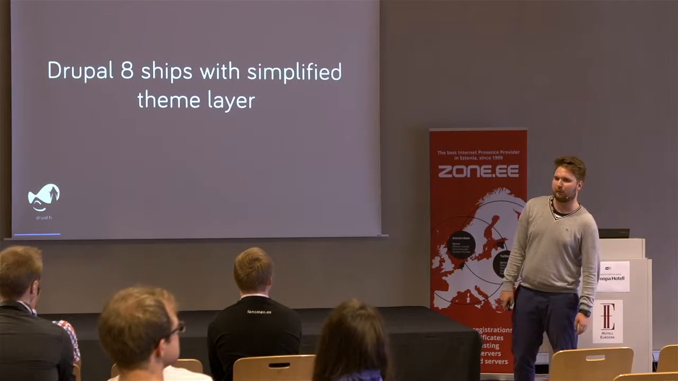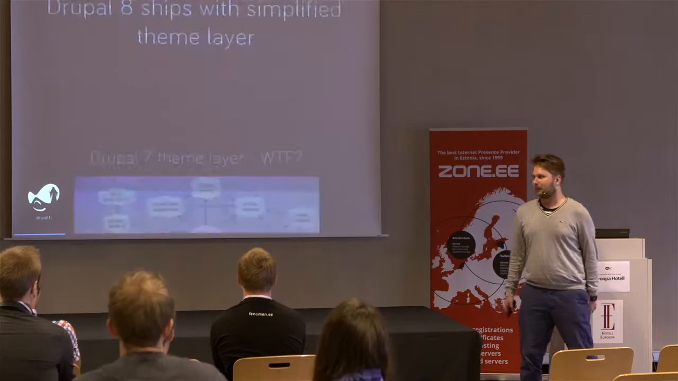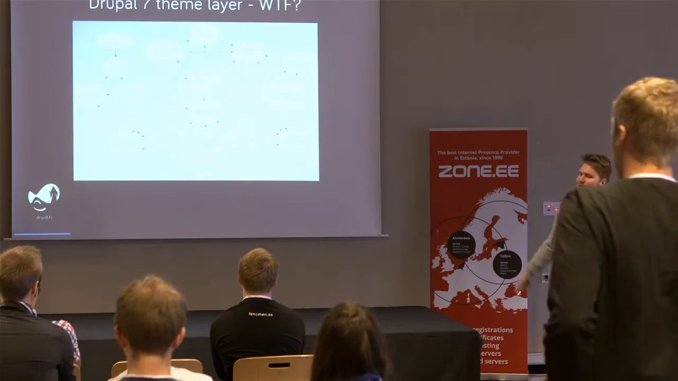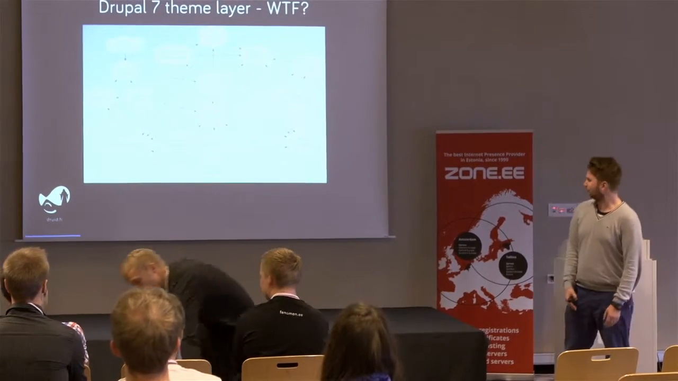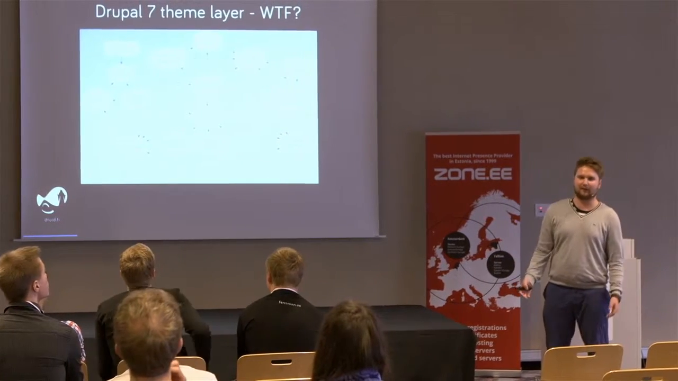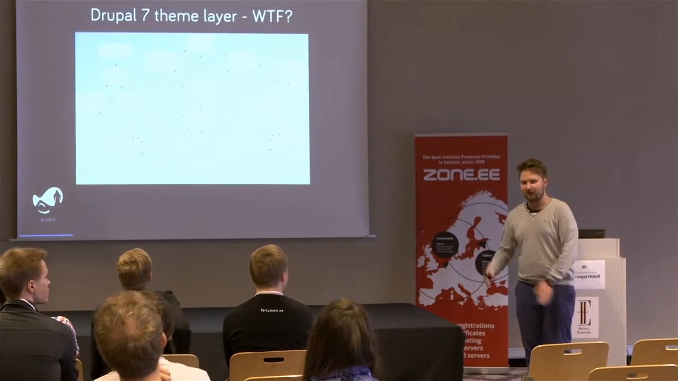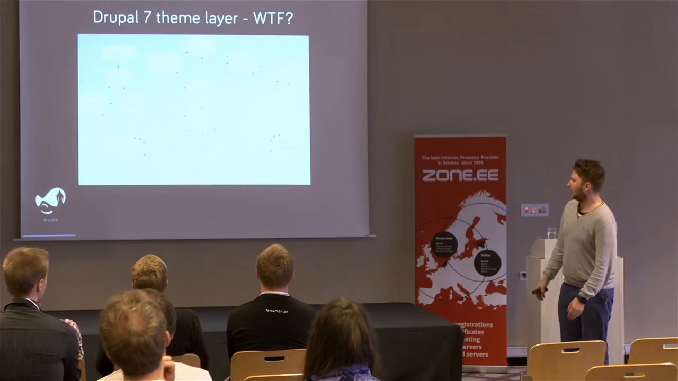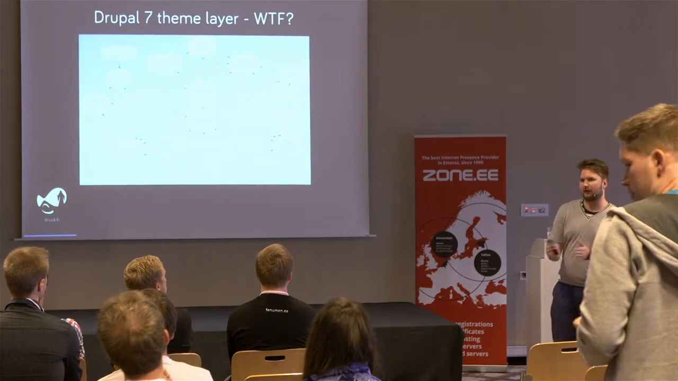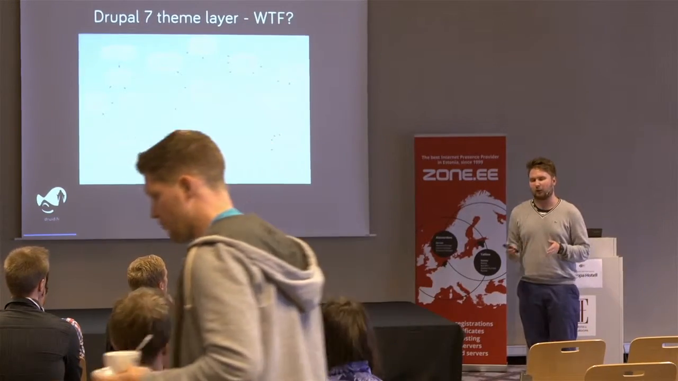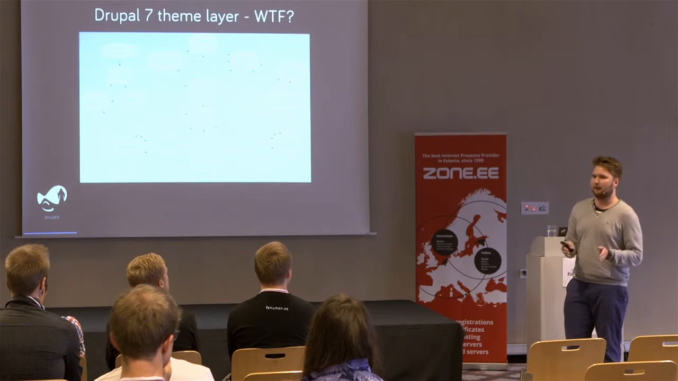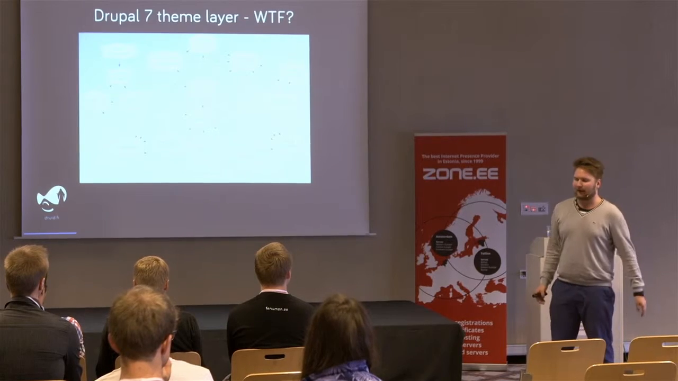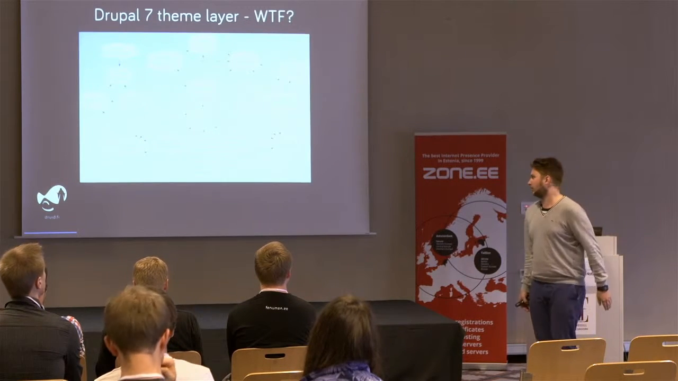So Drupal 8 ships with a simplified theme layer. That's what we hope we've done, but let's see what we've done. The Drupal 7 theme layer looks like this. Everything is complicated. There are multiple ways of doing one thing, which makes things really hard. Even if you know how everything works in the theme system, it might take a while to figure out how something has been built, just because there are so many different ways of building it. And there's also a lot of dark magic.